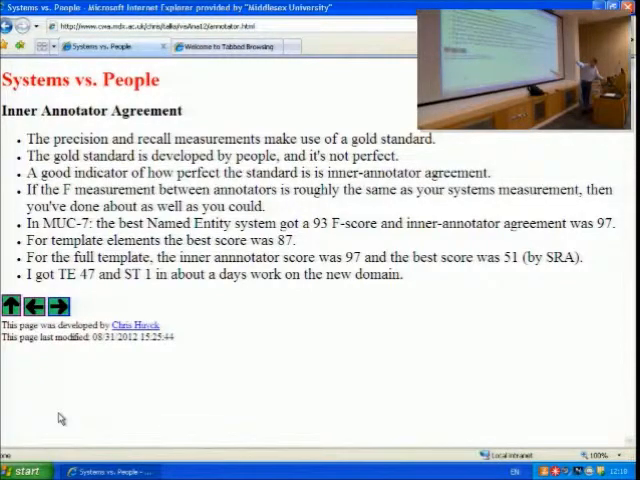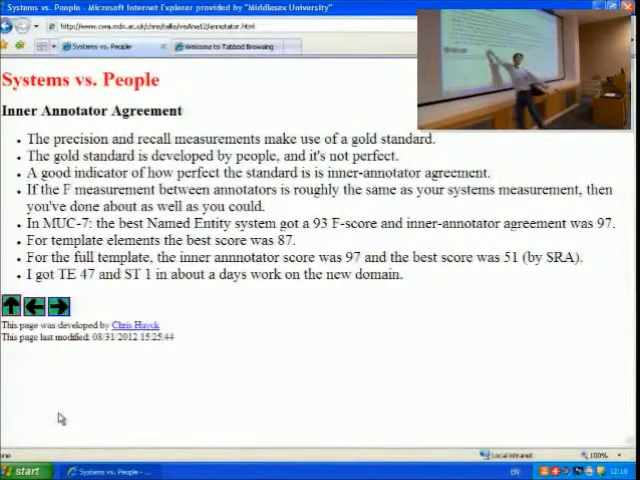For the full template, the inter-annotator score was 97, and the best score was 51 by SRA there in Washington, D.C., right? Me, just by myself, there was one for template entities, right? I got a 47. I think the best score was better than that. Inter-annotator was a lot better. And ST about 1. But I did it in a day, right? So you can build a text extraction system. In GATE is where I was doing it. Used my own parser and had to get my own little text extraction system, right? Day.